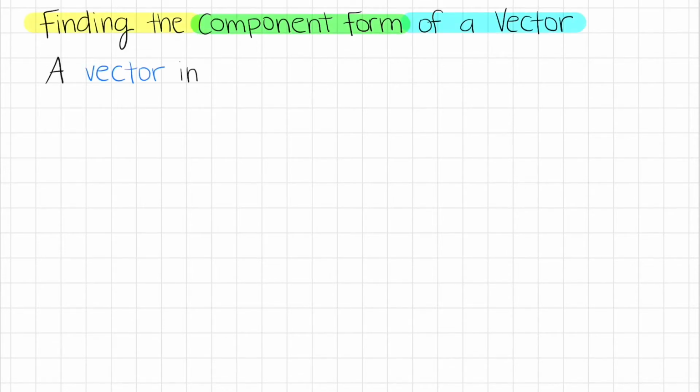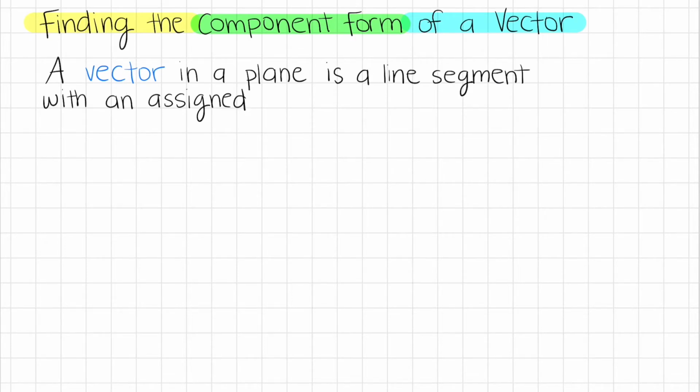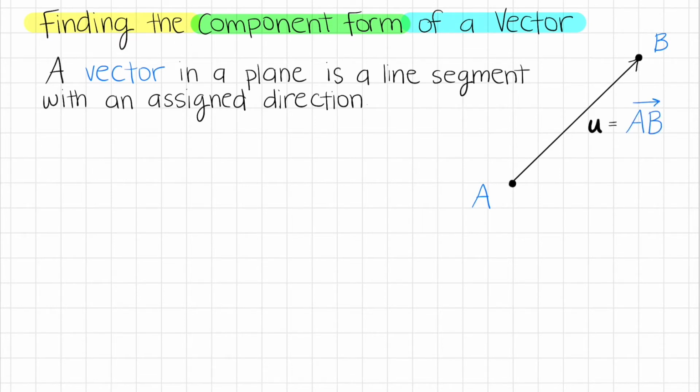In this video, I'm going to show you how to find the component form of a vector. A vector in a plane is a line segment with an assigned direction. So here is a vector on the right where we have 2 points and we know the direction is going from A to B. So we would write our vector using a bold letter. So we'll say U equals AB with an arrow going from A to B on top. And we know here that point A is our initial point and point B is our terminal point.